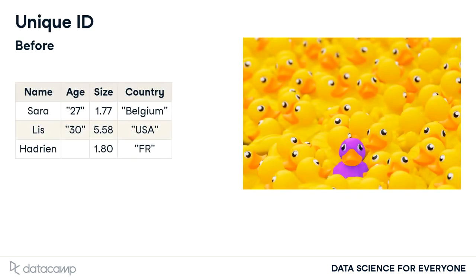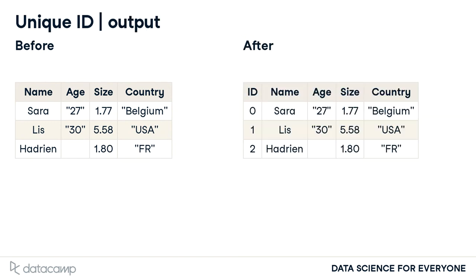But what if there's another person called Liz? Then you want to uniquely identify each observation. It can be a combination of features, name plus last name plus year of birth, for example, but the safest way is to assign a unique ID. Sarah's ID is now 0, Liz 1, and Adrian's 2.